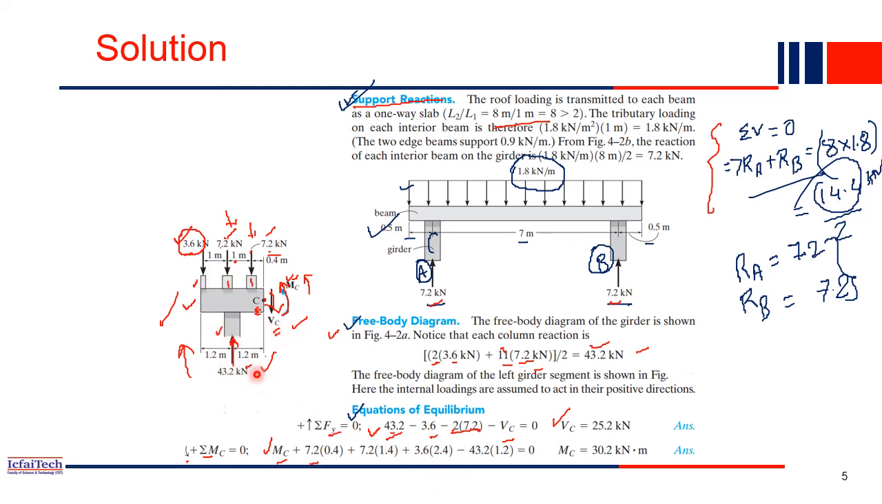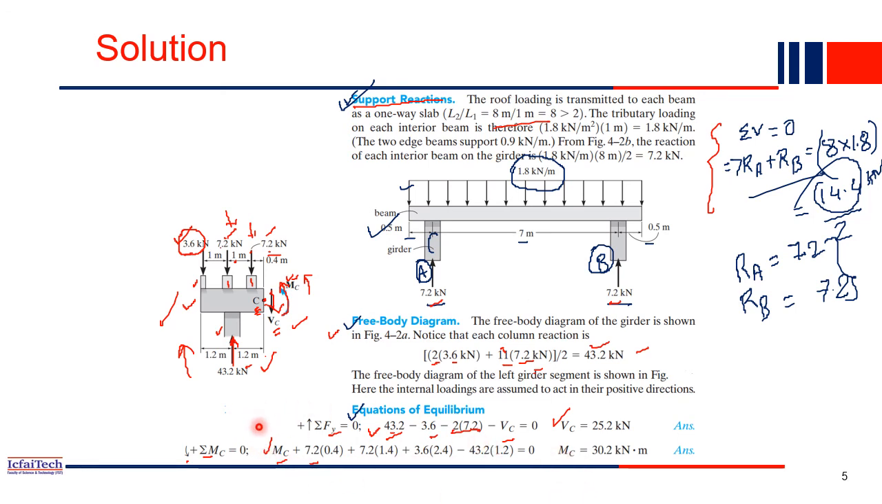And the last moment comes from the 43.2. This 43.2 basically gives a clockwise moment at C, and its distance is 1.2, so 43.2 into 1.2. From this equation again we can compute the value of MC.